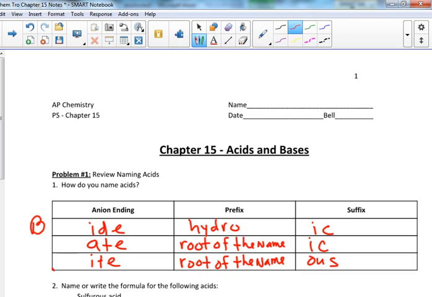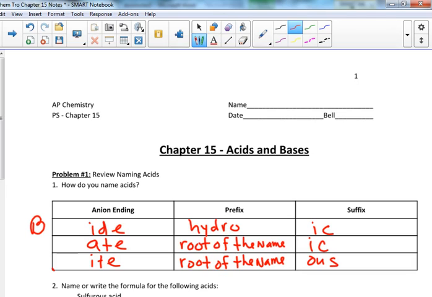Okay, the next type of acid is an oxyacid. So what are you looking for? You're looking for an oxygen in the formula. Oxyacids always begin with hydrogen, but they're usually paired with a polyatomic ion that ends in ATE or ITE. So the first one we're going to talk about is ATE. The anion ending is ATE.